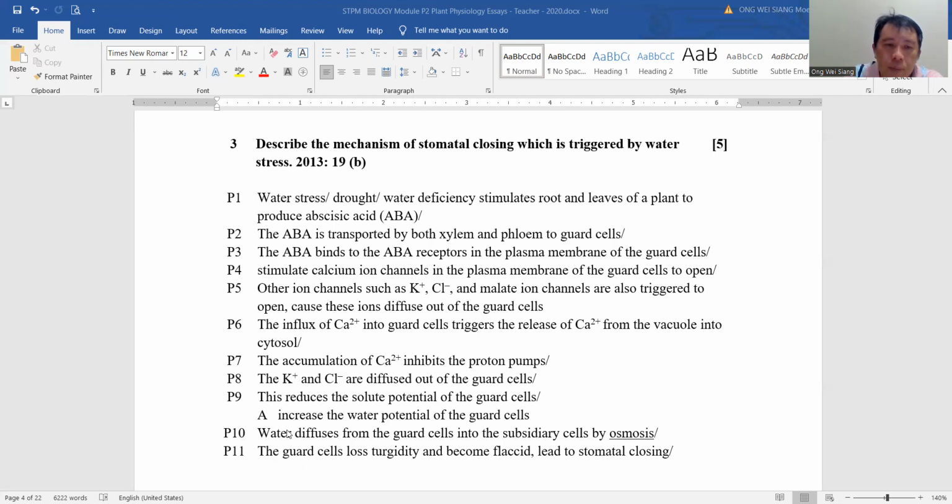And the water diffuses from the guard cells into the subsidiary cells by osmosis. Then the guard cells lose turgidity and become flaccid, which leads to stomata closing. So you can see the sequence. When we talk about the mechanisms or the physiology, the sequence of the process is important. Here, the guard cells lose turgidity, then they become flaccid, and after that the stomata close. They cannot become flaccid first and then lose turgidity. You must be very clear about the sequence.